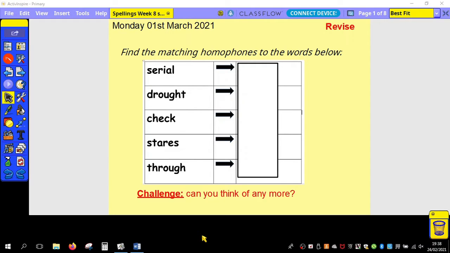So what I've got here is a list of 5 words. Based on the spellings that we've done before, I'd like you to see if you can remember the homophones to these words and spell them correctly for me. So give those 5 a go, and if you can think of any more, I've given you a few spare boxes within your worksheet. So pause the video, give that a go for me.